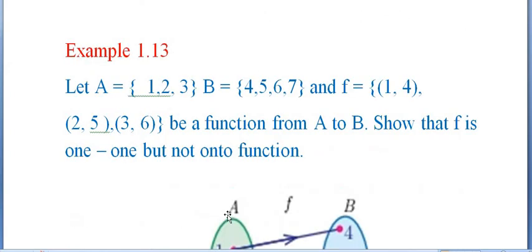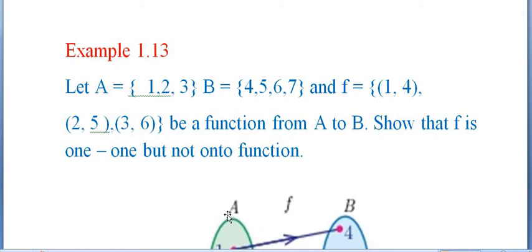The second example. Example 1.13. Let A equal to the set {1, 2, 3}. Let B equal to the set {4, 5, 6, 7}. And F equal to the set {(1, 4), (2, 5), (3, 6)} be a function from A to B. Show that F is 1 to 1 but not onto function.